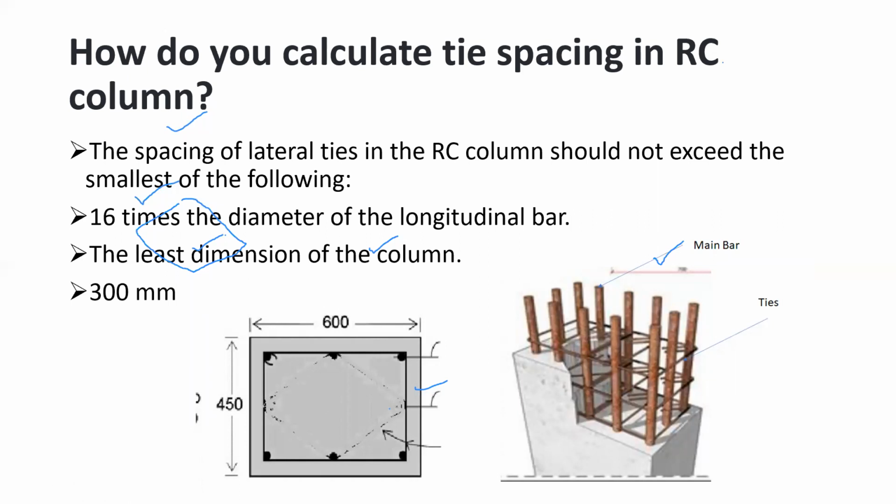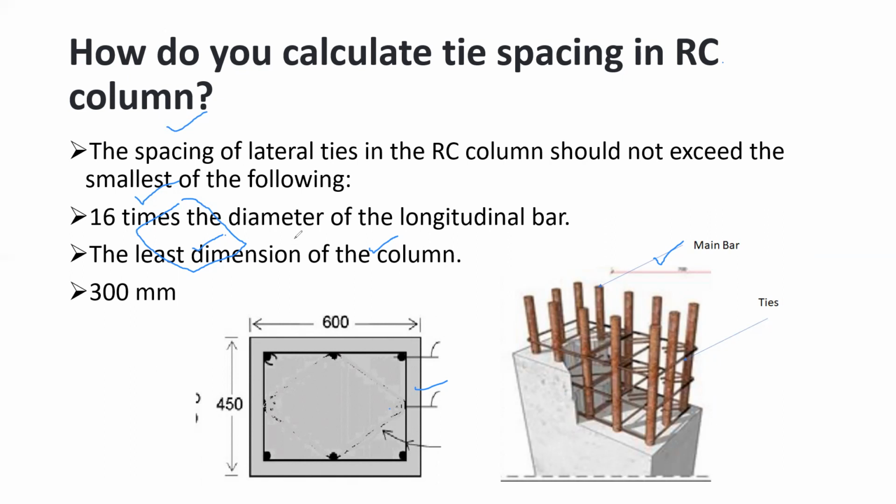The spacing of lateral ties in an RC column should not exceed the smallest of the following: 16 times the diameter of the longitudinal bar, the least lateral dimension of the column, or 300 mm, whichever is smaller. We have to find out these three parameters, and the spacing should not exceed the smallest of these three. First, we will see the first component.